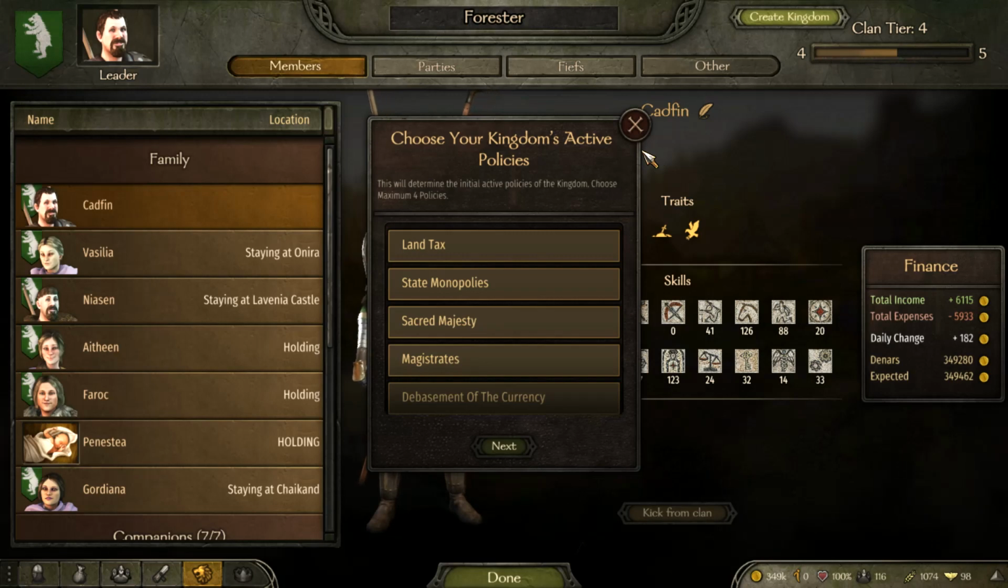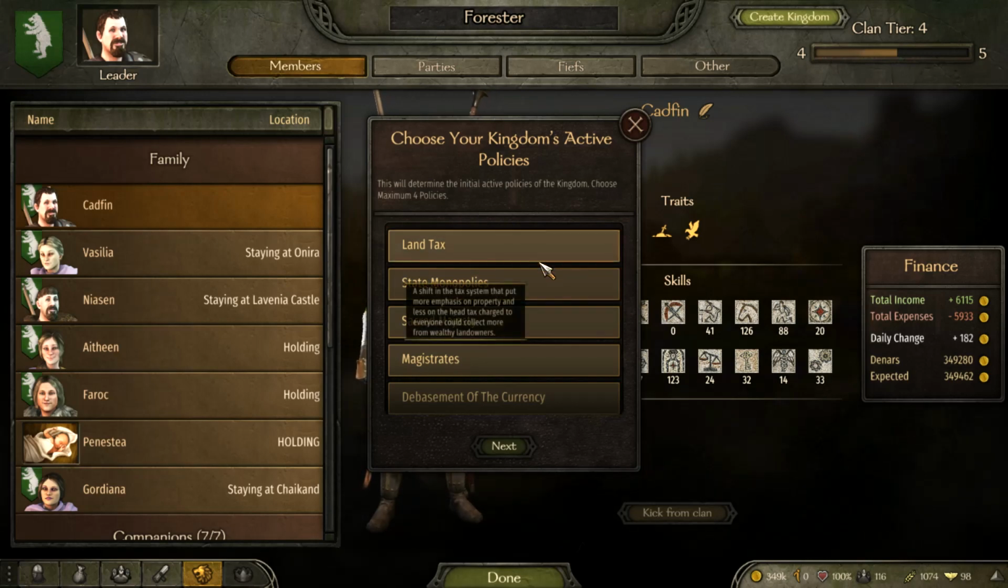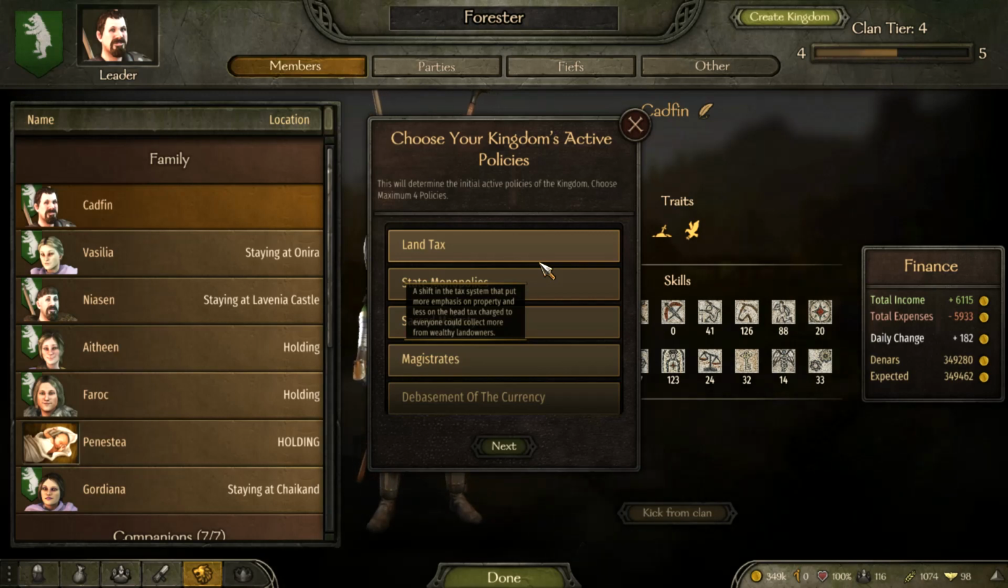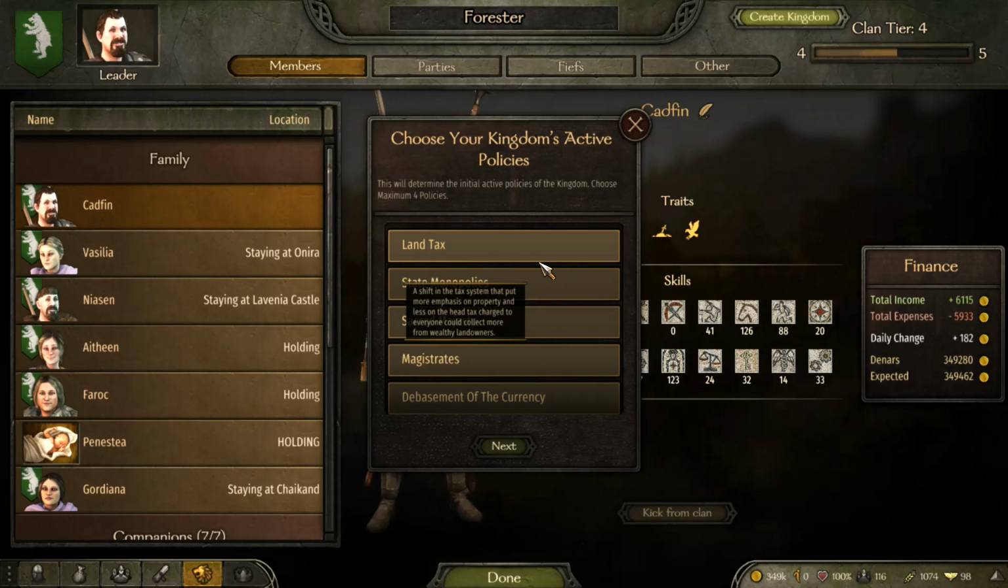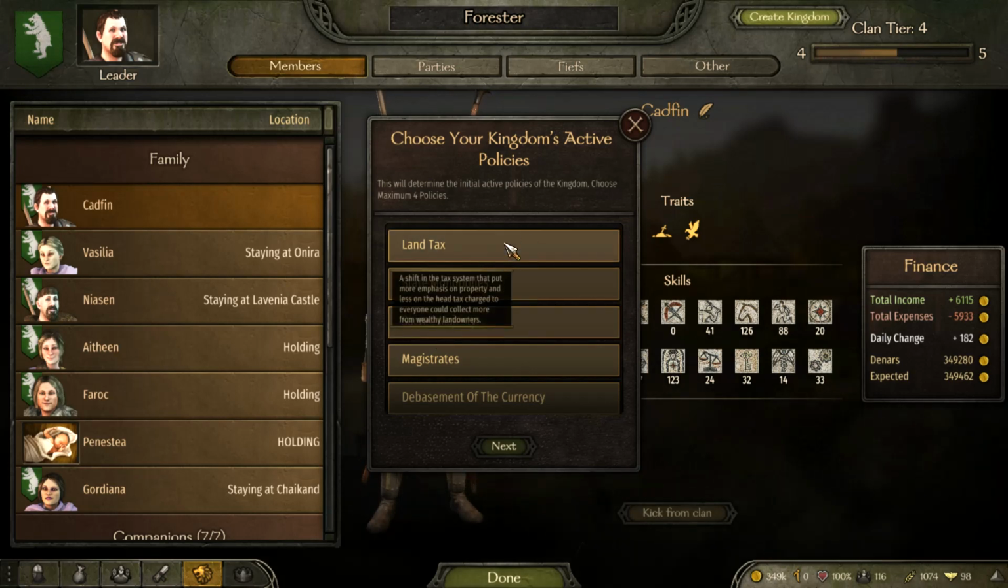Today we're going to be looking at policies when you're creating a kingdom, which ones you should pick, and essentially what they do. So when you first create your kingdom, and before you choose your name, it's going to ask you to pick a maximum of 4 policies, and it's not going to tell you what any of them do. It's just going to give you a basic description of what it is, but it's not going to tell you what it does. So what we're going to do is cover what they do and which ones will benefit you the most.